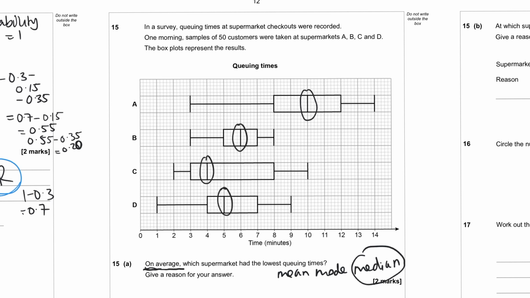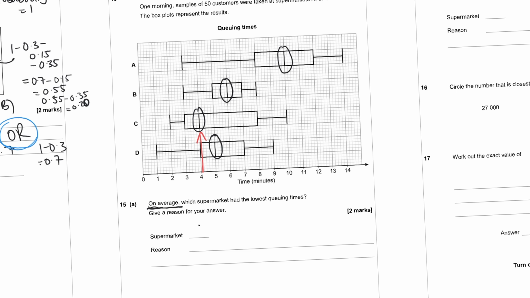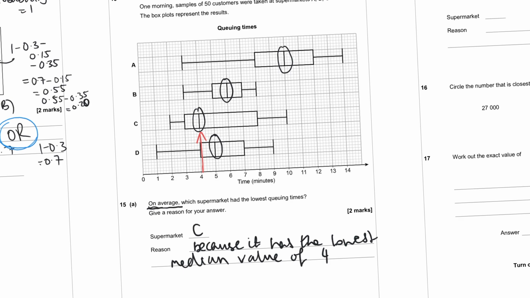And so because it says on average, which supermarket has the lowest queuing time, we're basically going to look at the median value that's the lowest. And the one with the lowest median value is C with the value of 4 minutes. And therefore, the answer is not going to be D, but it's going to be C, because it has the lowest median value of 4.